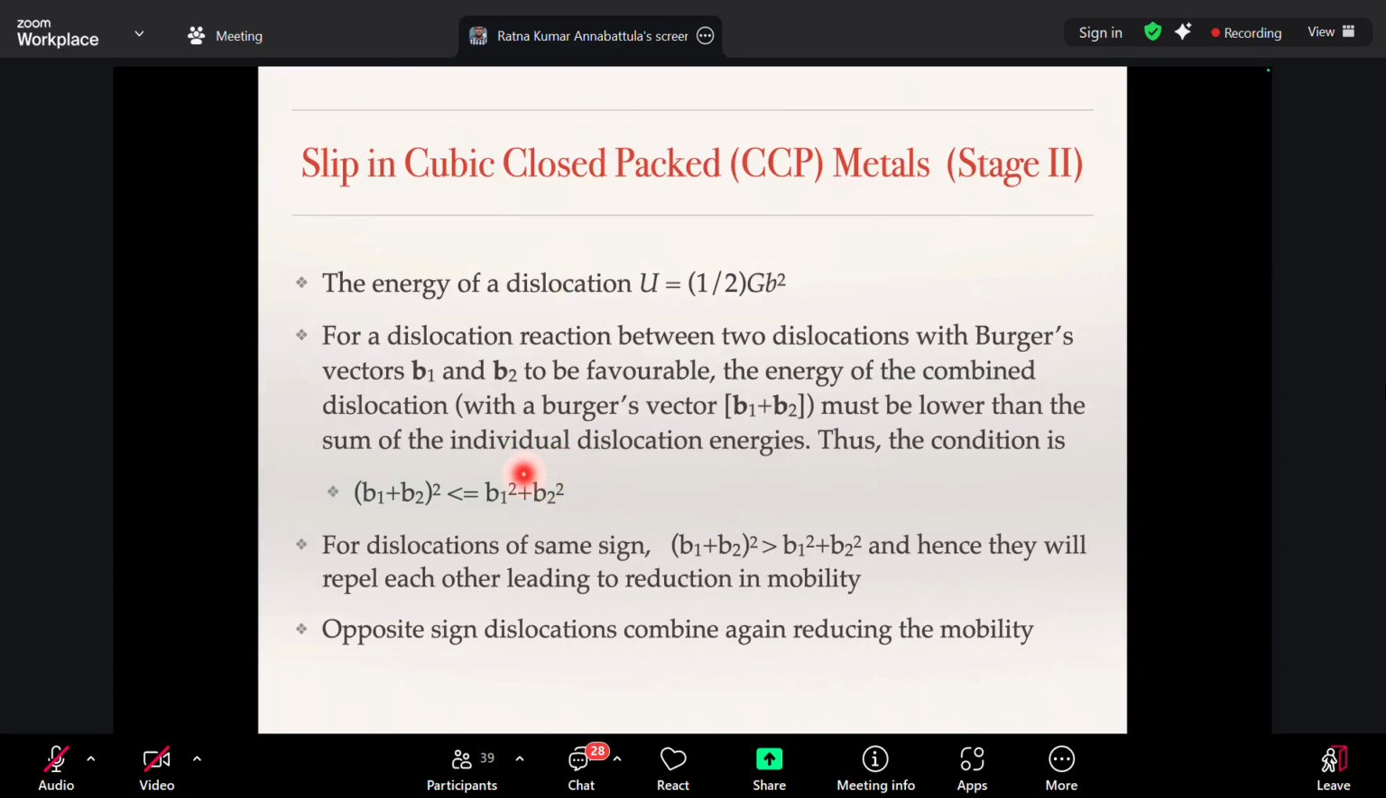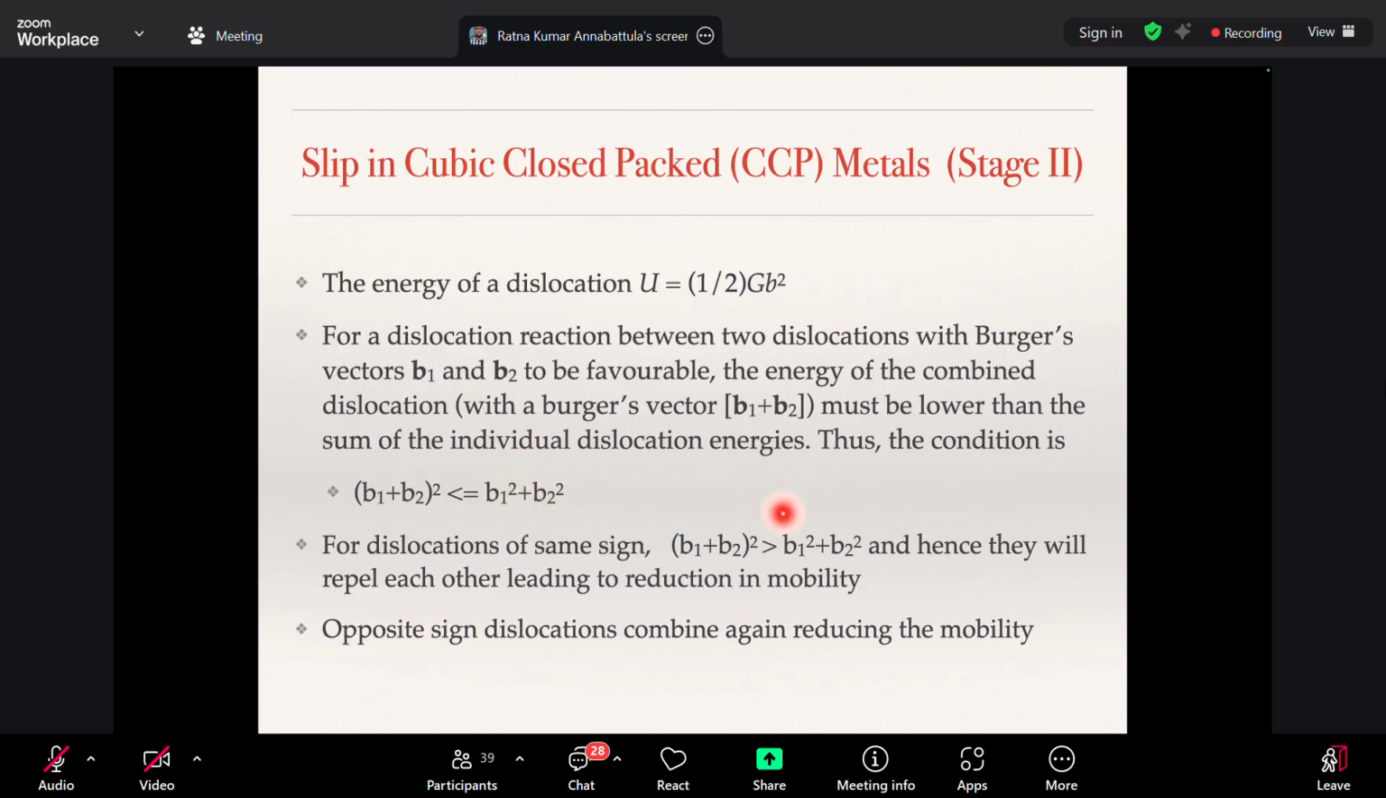Now the question is, when do these dislocations, whose vectors are represented by B1 and B2, combine and form a new Burgers vector B1 plus B2? This is a new Burgers vector. That means they combine to form a new dislocation. When do they combine? They combine only when B1 plus B2 whole square is less than or equal to B1 square plus B2 square. Only under that condition they combine, otherwise they do not combine.